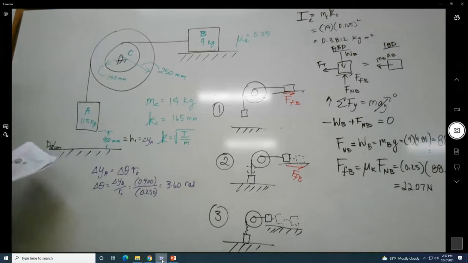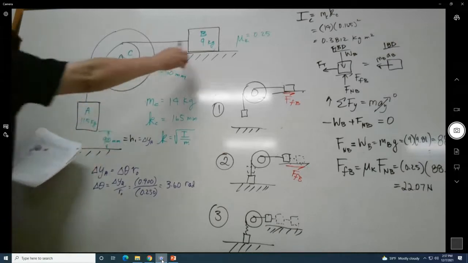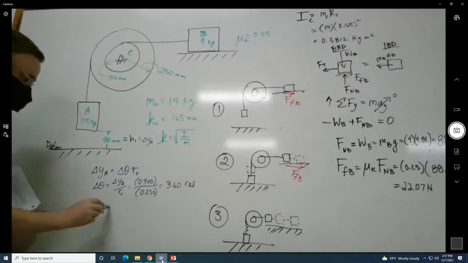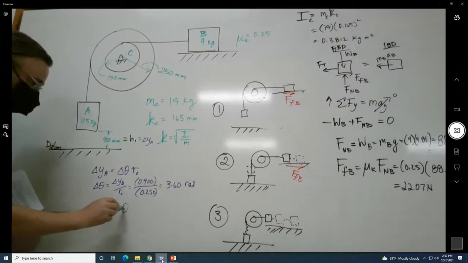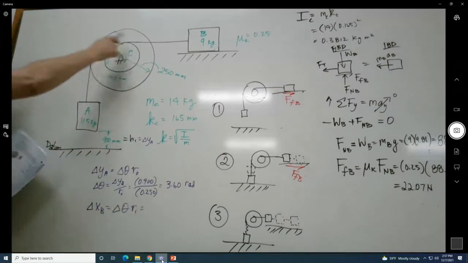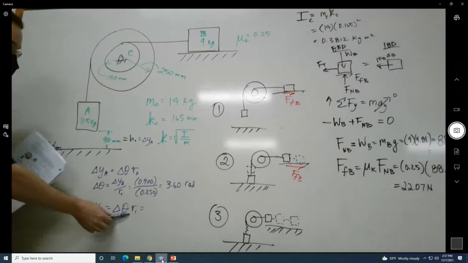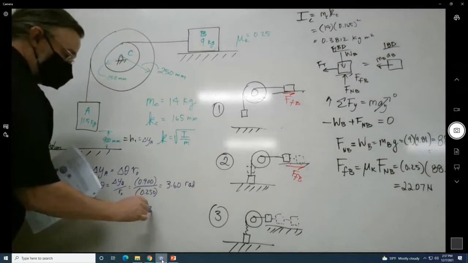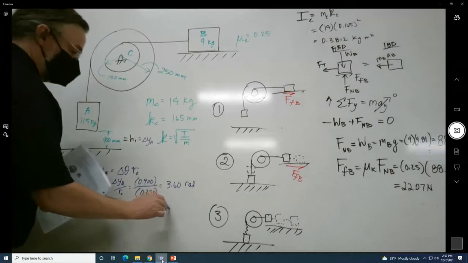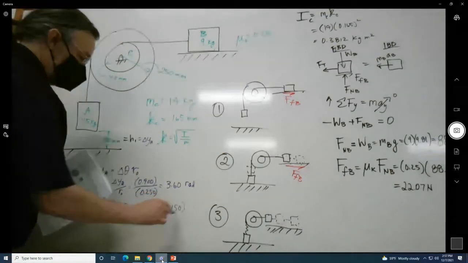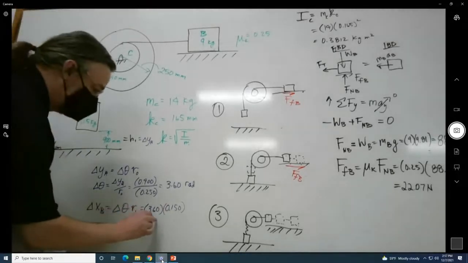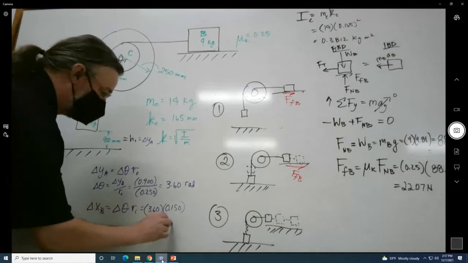So now you also will want to know, well, what distance is this thing going to move? Well, it's going to be the same kind of concept right here. Right, so how much cable gets wrapped up around here in that many rotations? 3.6 times 0.15, and we end up finding it's 0.54 meters.